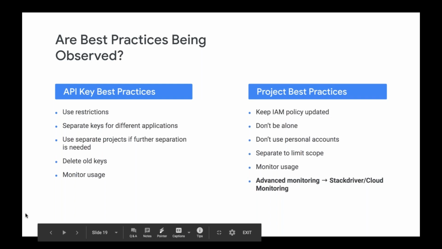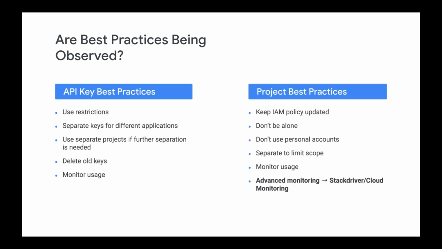So some more best practices around API keys. The first and foremost, use restrictions. The default configuration for API keys is unrestricted. So what that means is that they're wide open. Anybody can use that anywhere they want. So we want you to make sure that you secure your keys to prevent usage theft.